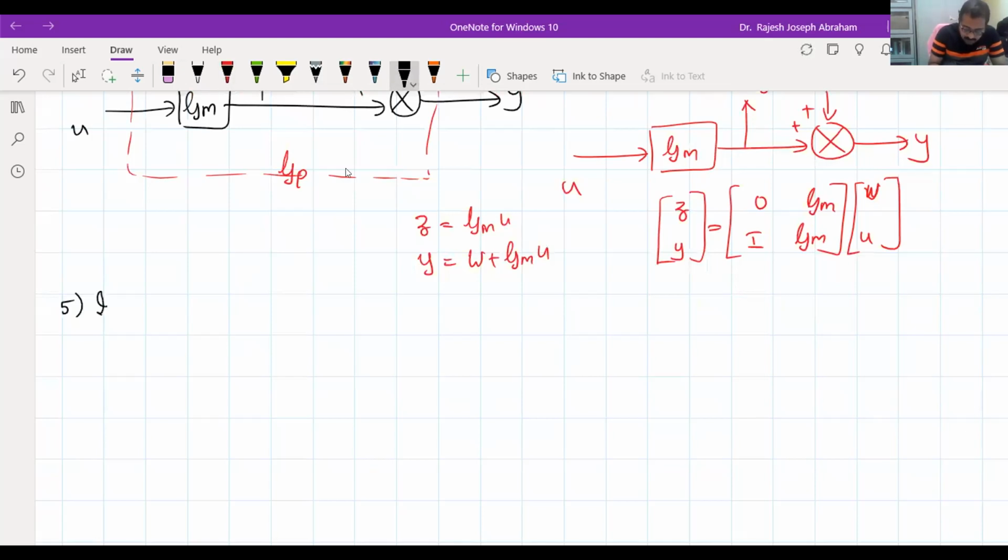Inverse input multiplicative perturbation.